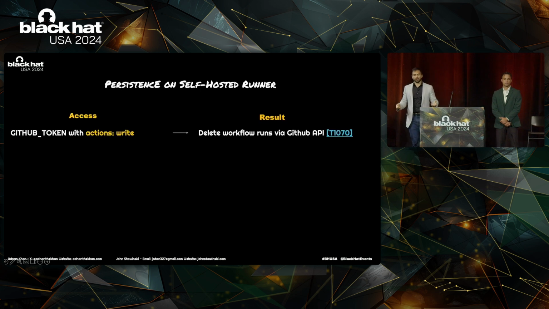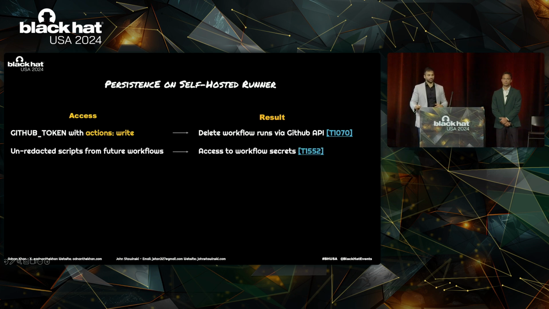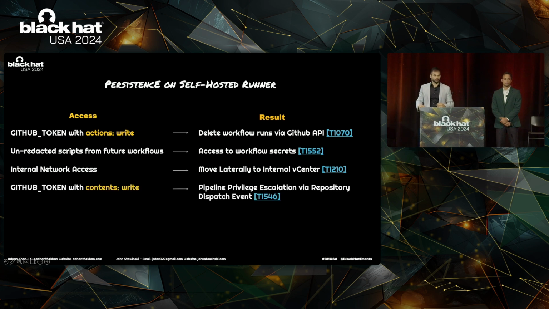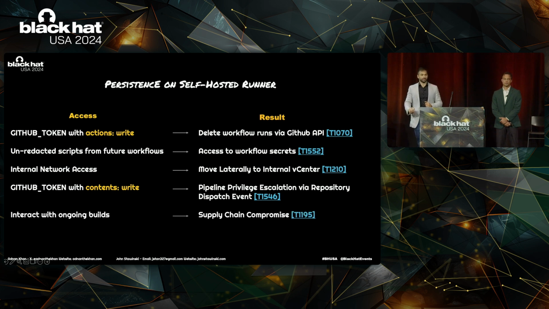So what does persisting on this self-hosted runner provide? Well, with a GitHub token that has actions write, it's possible to delete the workflow run logs with the GitHub API. With access to unredacted scripts on the file system, that can provide access to secrets. And internal network access provides lateral movement opportunities. With a GitHub token that has contents write access, it's possible to issue a dispatch event to trigger other workflows, which leads to pipeline privilege escalation. And finally, this is like that SolarWinds style. Interacting with ongoing builds can lead to general supply chain compromise.